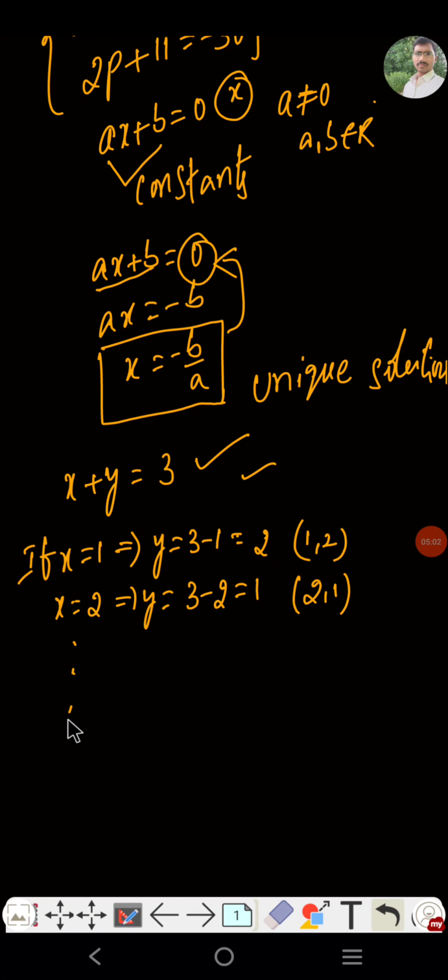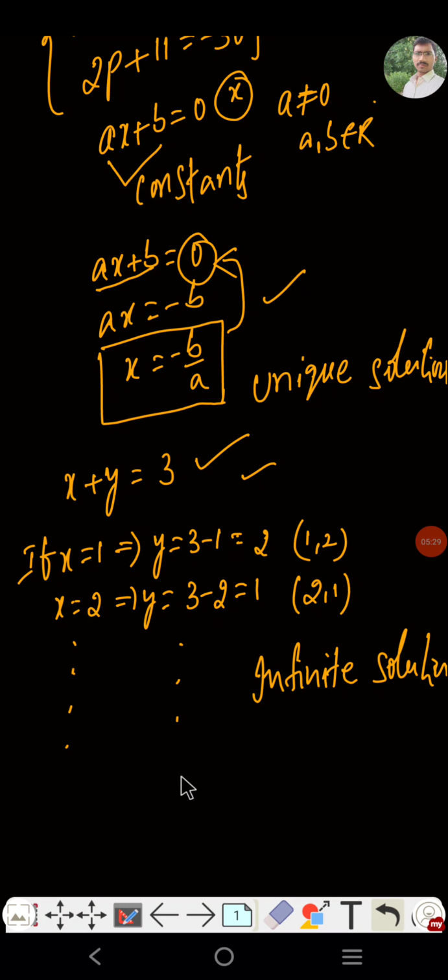Like that, if you take any values of x, we compulsorily get y values also. That means there are infinite solutions. There are infinite solutions for a linear equation in two variables. But a linear equation in a single variable has how many solutions? Only a single solution.